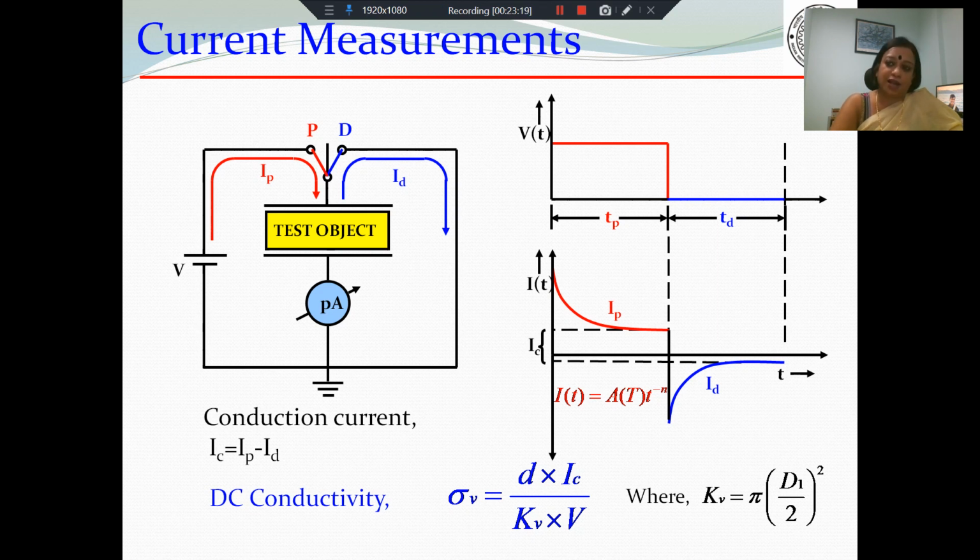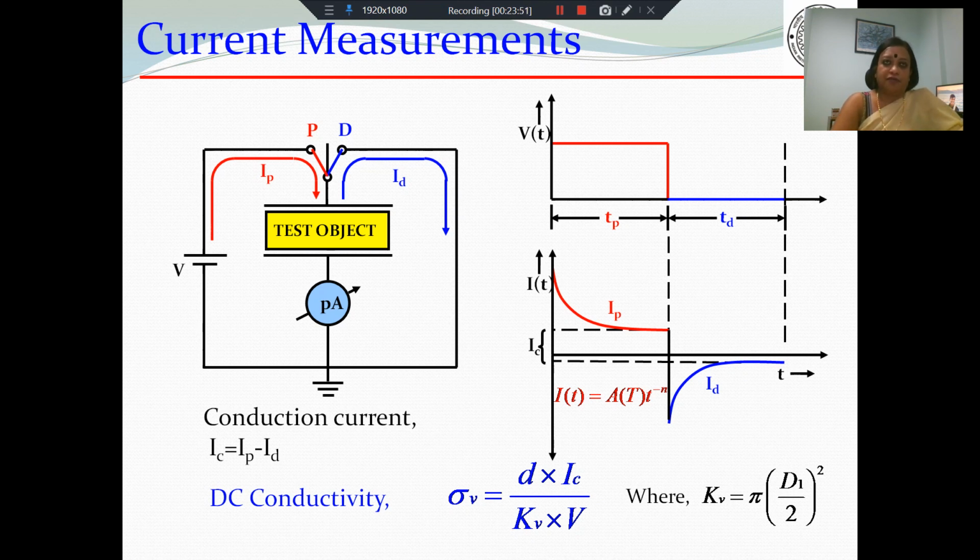Time domain dielectric spectroscopy. So we have previously talked about frequency domain dielectric spectroscopy, where we plot the variation of permittivity or polarization with frequency. Here we plot the variation of permittivity or conduction current with time. And we figure out what is the time dependence of the permittivity and the different polarization mechanisms.